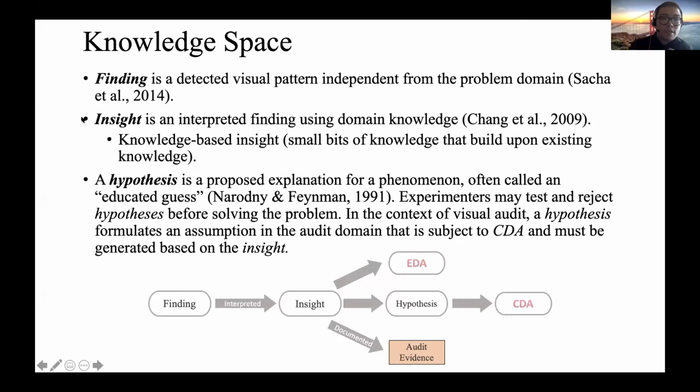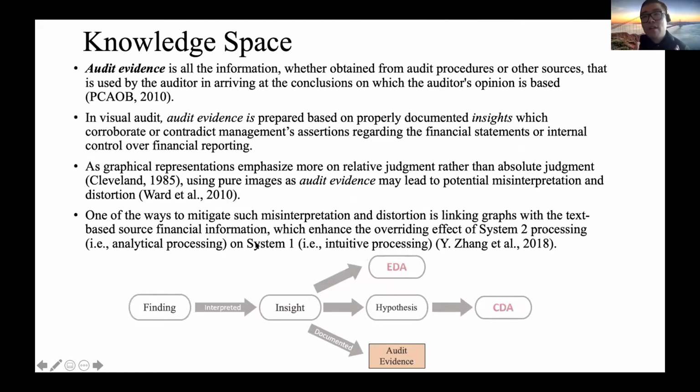So that's a hypothesis. And the important container, or the important document, auditors could obtain through visual audit is audit evidence. In visual audit, we define audit evidence as a properly documented collection of insights. So what does proper documentation mean here? We argue that a graphic representation emphasizes more on relative judgment rather than absolute judgment.